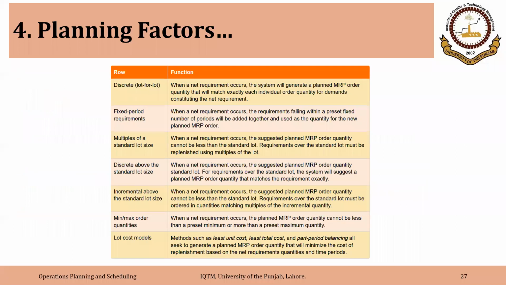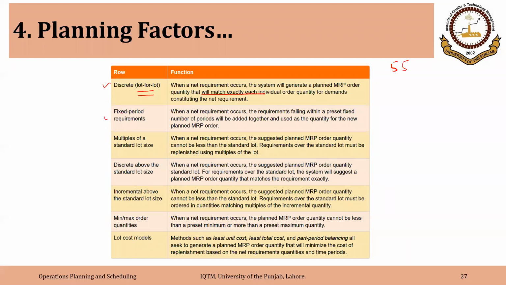So the lot size policies could be different. One of them is lot for lot. Lot for lot means order exactly what is needed. So if you require, for example, 55 items, then you should place the order for 55 items.